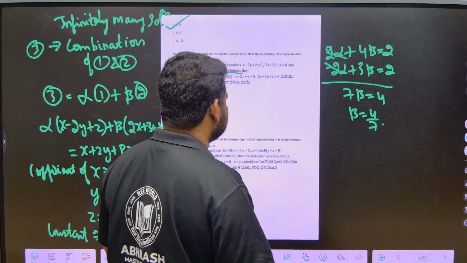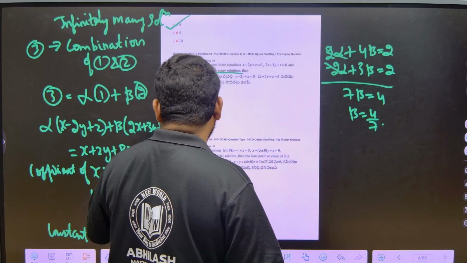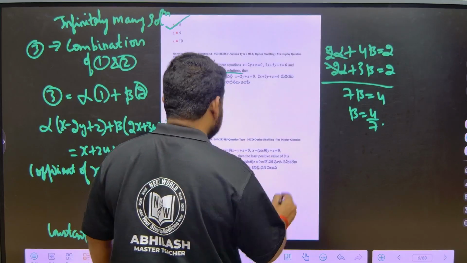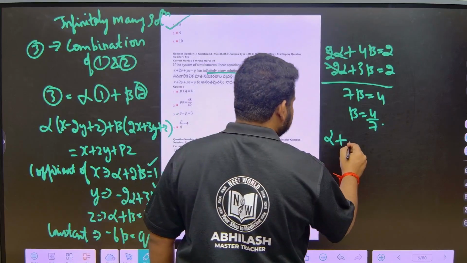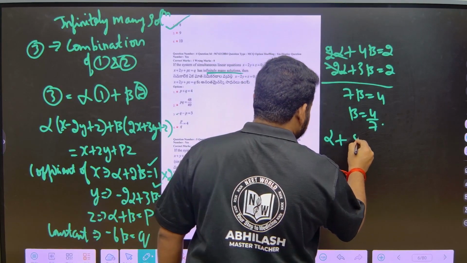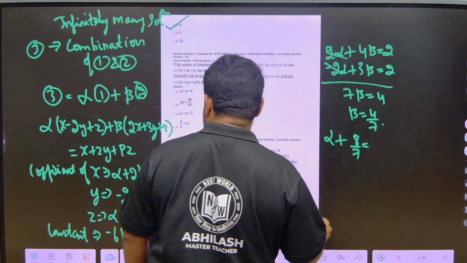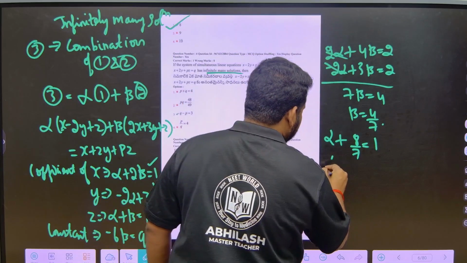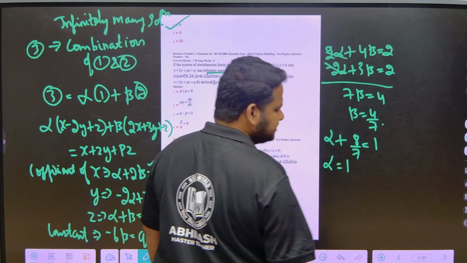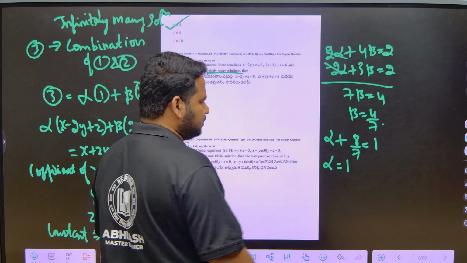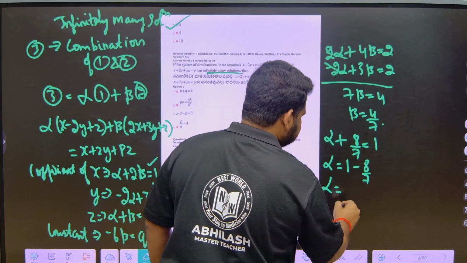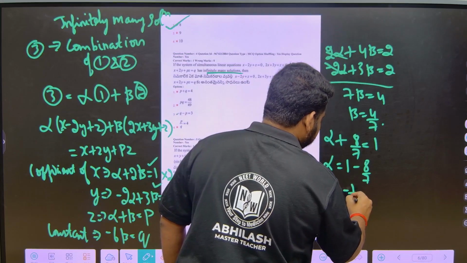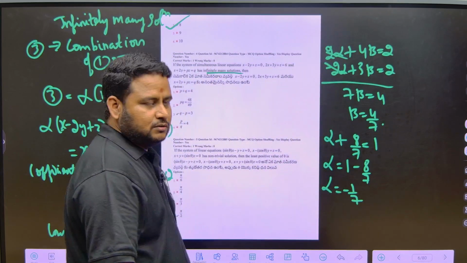So, I got beta is equal to 4 by 7. Let me put this in equation 1. Alpha plus 2 beta. 2 beta is nothing but 2 into 4 by 7, that is 8 by 7, is equal to 1. So, alpha is equal to 1 minus 8 by 7. So, alpha is equal to 7 minus 8, that is nothing but equal to minus 1 by 7. I will get alpha is equal to minus 1 by 7.